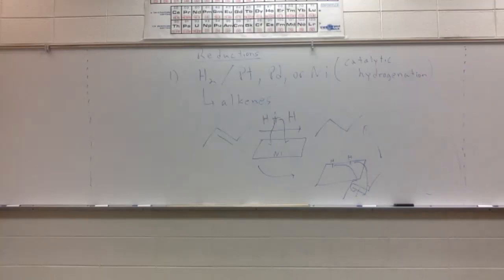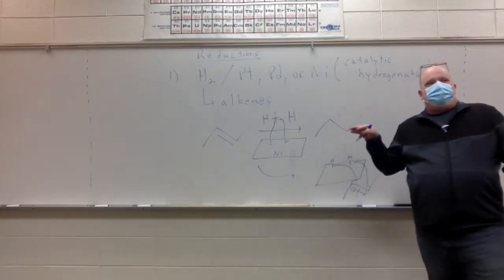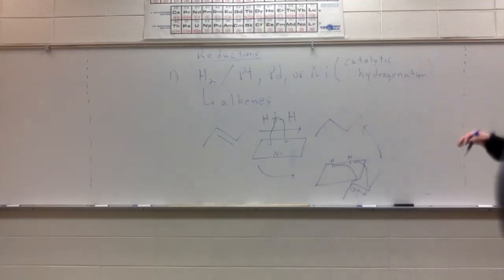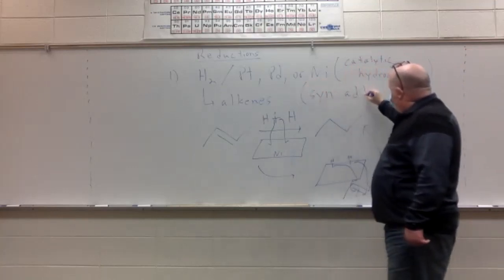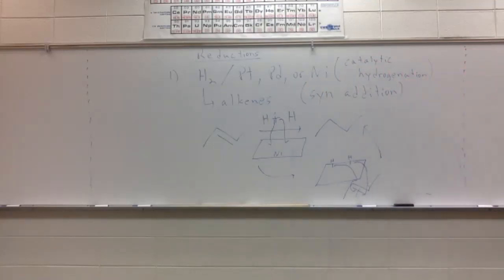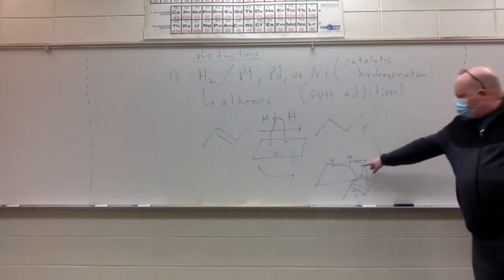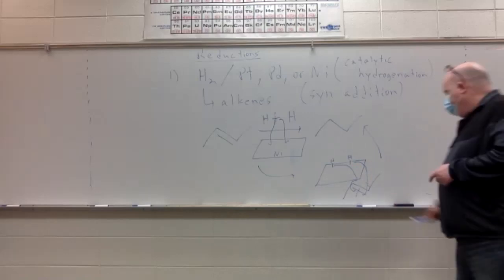One important thing to note about this, not so important for this reaction, but it will be when we take a look at this reaction with alkynes. Catalytic hydrogenation happens via syn addition. The H's always come in from the same side. And that's why I made sure to draw both of these coming in from the top side here. They always come in from the same side. Again, it doesn't matter when you do it with alkenes, but when we do it with alkynes, that's going to make a difference in stereochemistry.